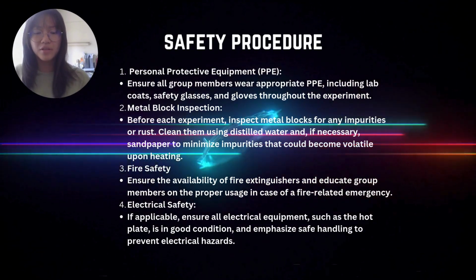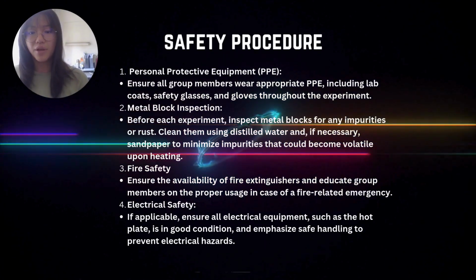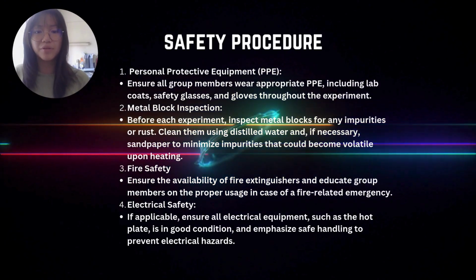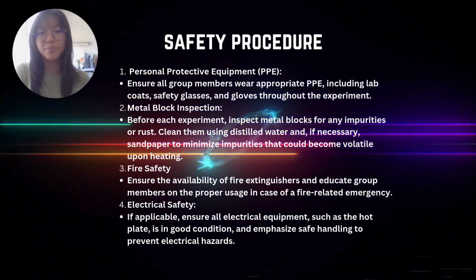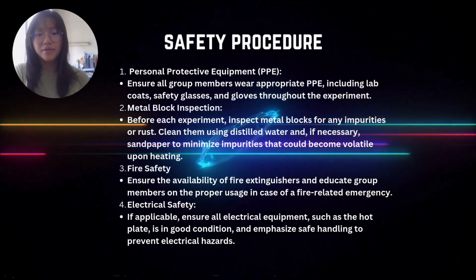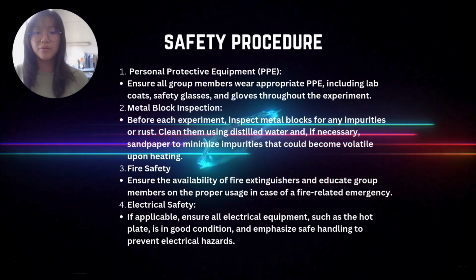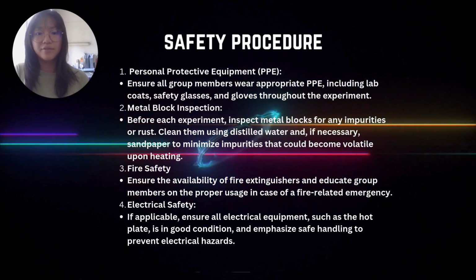Before starting the experiment, inspect the metal blocks for any impurities or rust. Clean them using distilled water, and if necessary, sandpaper, to minimize impurities that could become volatile upon heating. The third one is fire safety. Ensure the availability of fire extinguishers and educate group members on proper usage in case of a fire-related emergency.